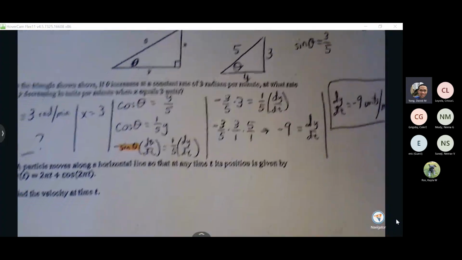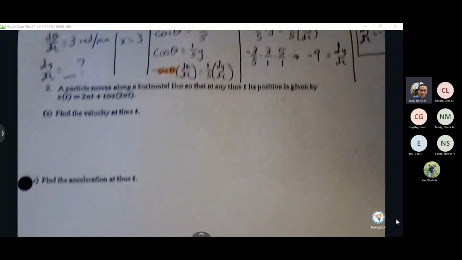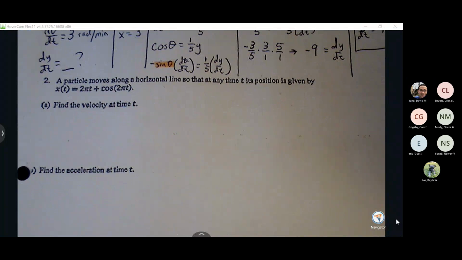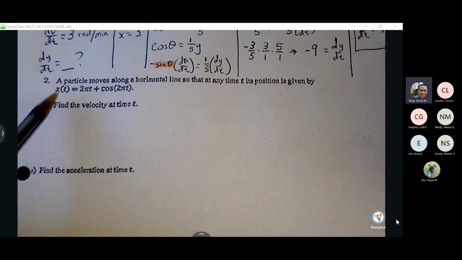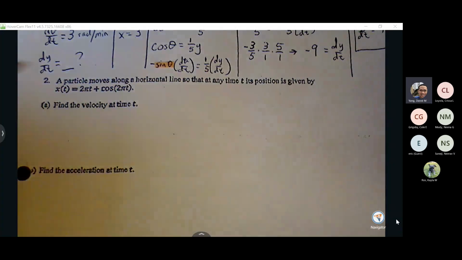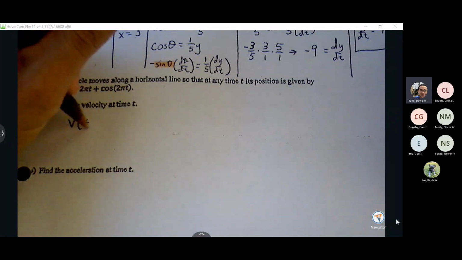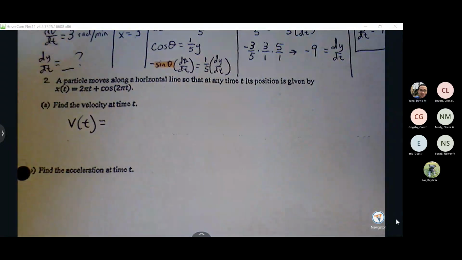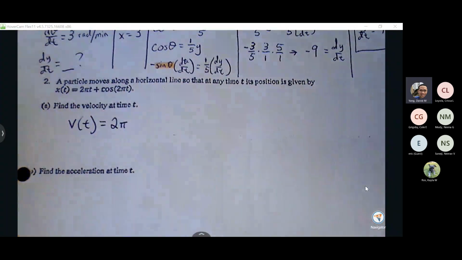All right, let's do the particle motion problem. We've done this already, but it's good to get that additional practice. Okay, a particle moves along a horizontal line so that at any time t, its position is given by x of t equals 2 pi t plus cosine of 2 pi t. Find the velocity. So to find the velocity, I need to find the derivative. So let's look at this one at a time here. V of t equals. All right, so what does 2 pi t become? It's just 2 pi, right? The coefficient is going to stay. The variable is going to drop out.